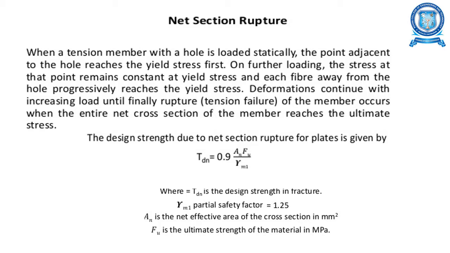From IS 800-2007, the design strength due to net section rupture of plates is given by TDN equal to 0.9 An Fu divided by gamma m1, where TDN is the design strength in fracture, gamma m1 is a partial safety factor, the value is equal to 1.25, An is the net effective area of the cross section in mm square, Fu is the ultimate strength of the material in Newton per mm square.